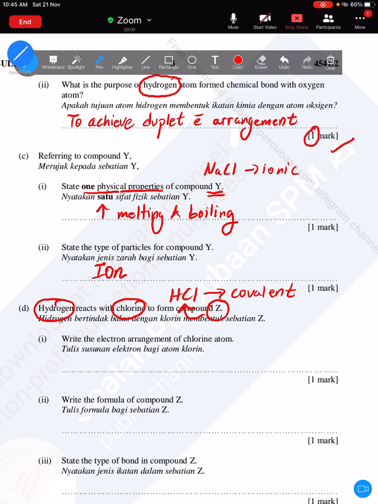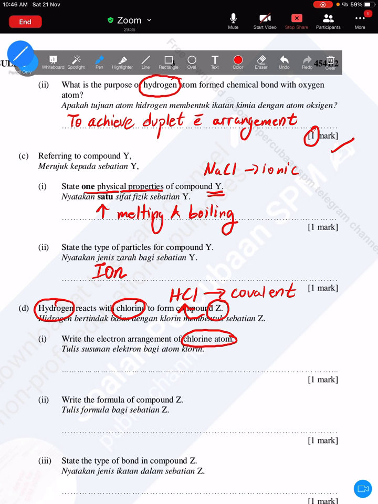Okay, done. Write the electron arrangement of chlorine atom. Guys, some of you don't memorize how many electrons chlorine has. That's why, if you look at this paper during your SPM, Paper 2, on the last page, there is the periodic table. They will supply the periodic table. So please have a look.